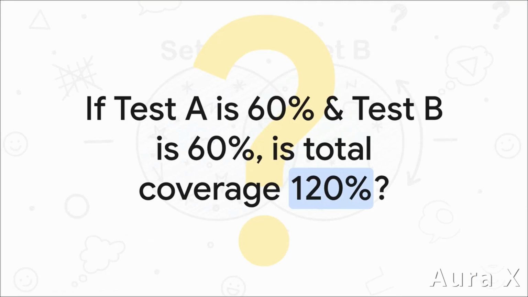All right, let's just jump right in with a little puzzle. Let's say you've got two different tests for your software. Test A catches 60% of the bugs. Test B also catches 60%. So naturally, you run both. Does that mean you have 120% bug coverage? I mean, that can't be right. It's impossible. So what is actually going on?